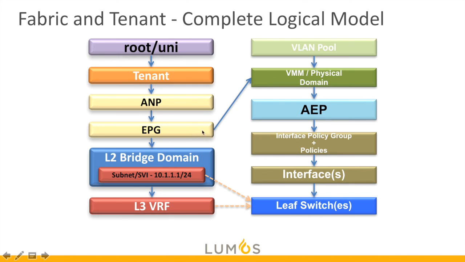We're going to map our EPGs to VMM or physical domains. Typically in VMware, we're mapping a port group to a VLAN. We've got VLAN pools assigned to that VMM domain. We attach them to an attachable entity profile. We've got interface policy group and policy. So policies are grouped together into an interface policy group. We select our interfaces, and then we select the leaf switches.